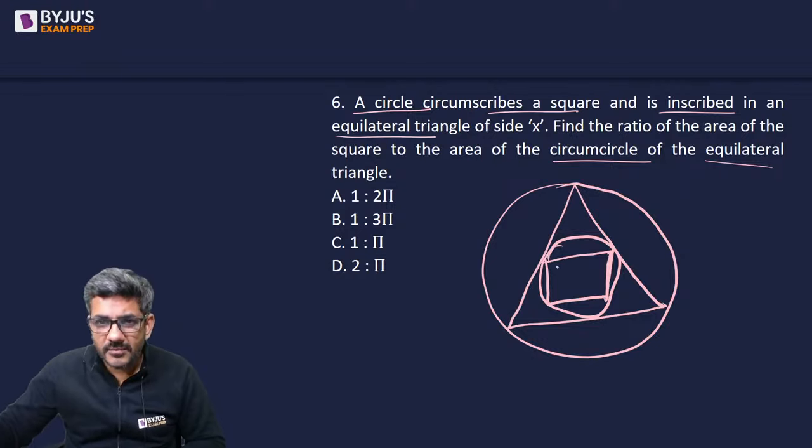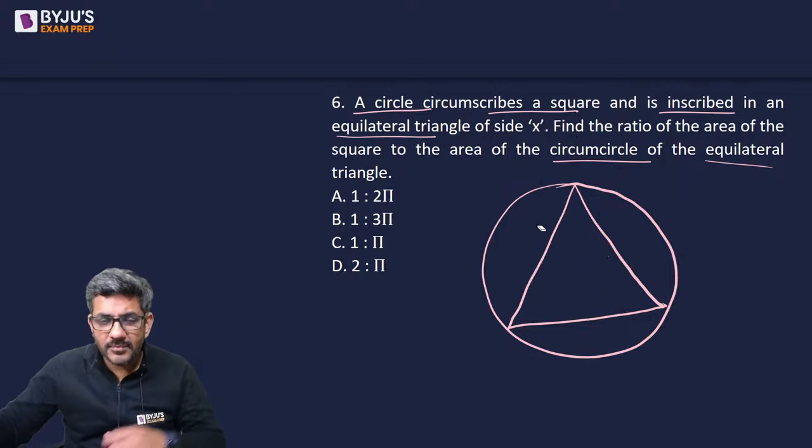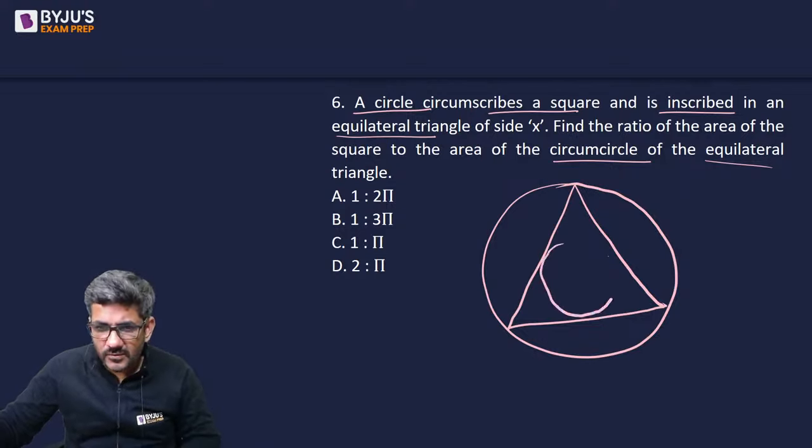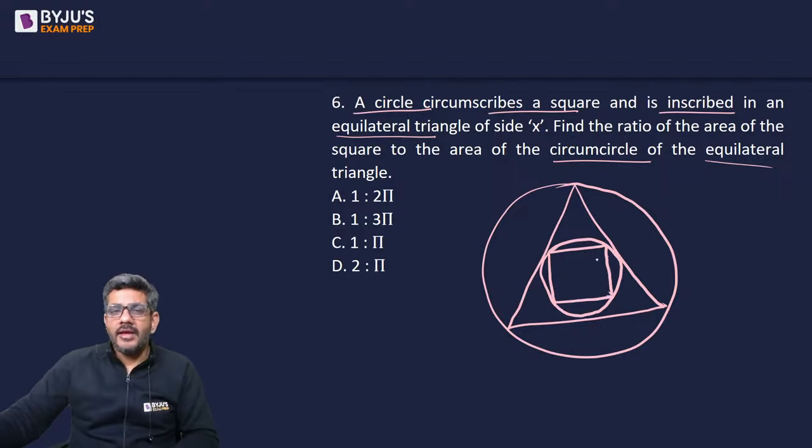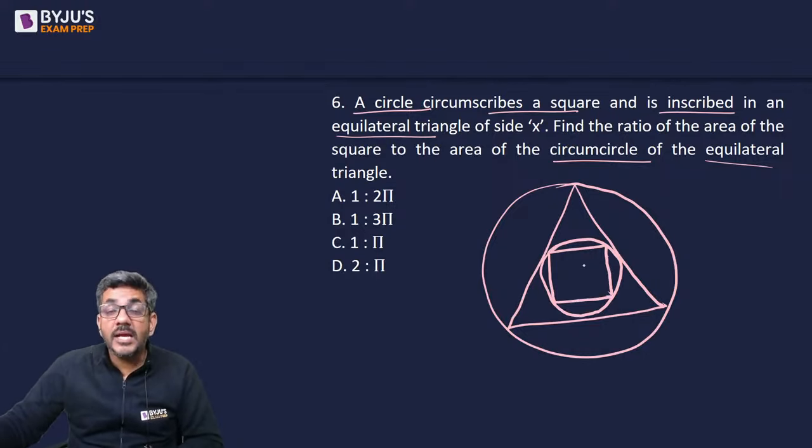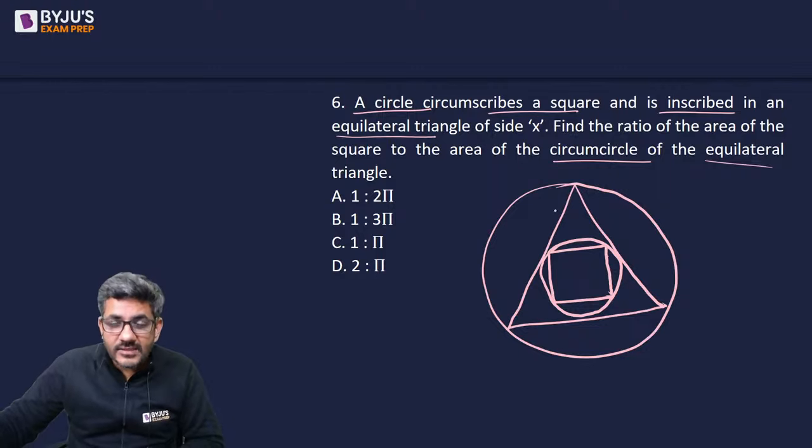Let me try to draw the square, but first I will have to try to draw the circle. So, something like this. Okay. Now here is a circle which circumscribes a square, and the circle is inscribed in an equilateral triangle, and the circumcircle of that equilateral triangle.